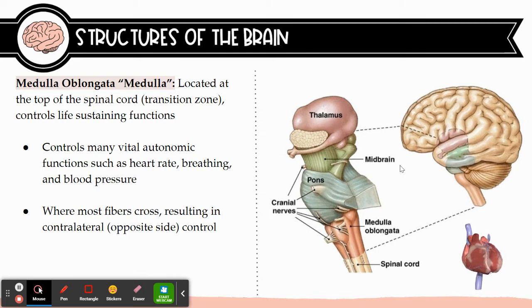So our medulla is the next one. This is right at the top of the spinal cord. If you're looking at the picture, it's right above the dotted line, and it's that light pinkish red color. That controls our vital autonomic functions such as heart rate, breathing, blood pressure. So things that we can't really control.